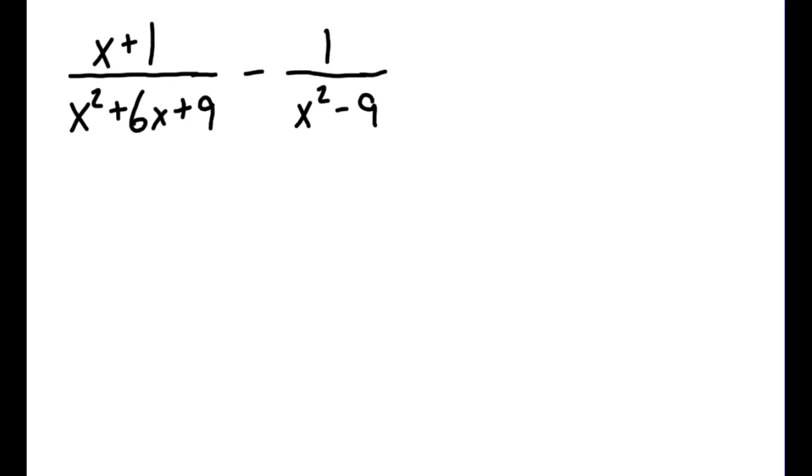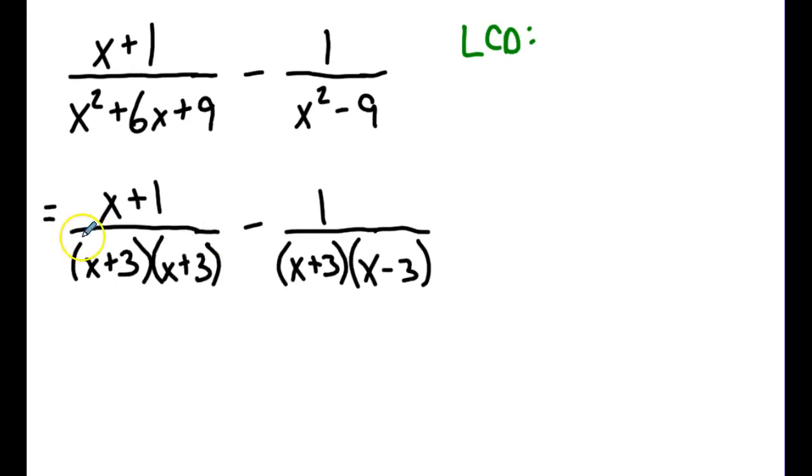This next problem, we have x plus 1 divided by the quantity x squared plus 6x plus 9, minus 1 divided by the quantity x squared minus 9. This one's a little more complicated because we do not have a common denominator. So the first thing we need to do is find the common denominator, and we're going to do that by factoring out the denominators. So I went ahead and factored out the denominators. We have x plus 1 over x plus 3 times x plus 3, minus 1 over x plus 3 times x minus 3. What we need to do is find the least common denominator.